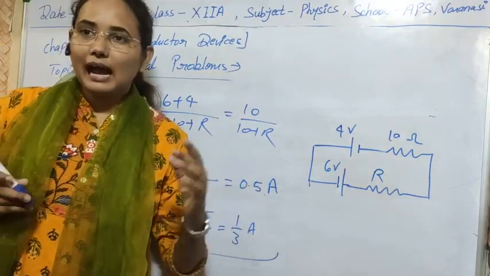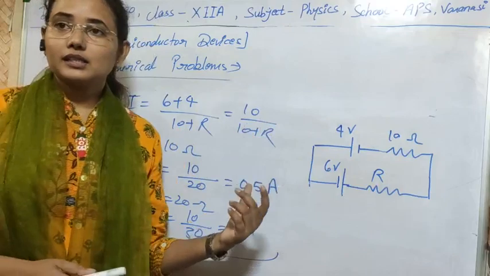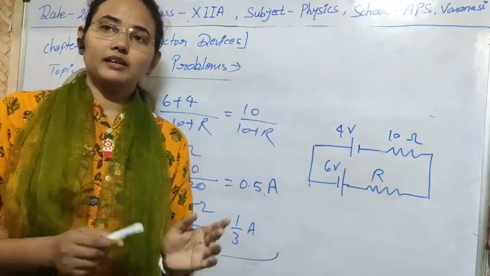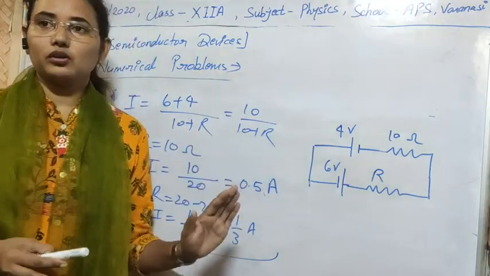This means we always have to see in the problem whether the diode is connected in forward bias or in reverse bias. After that we have to solve our problem. So I think this problem is also now clear to you.